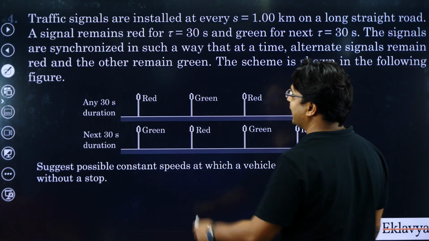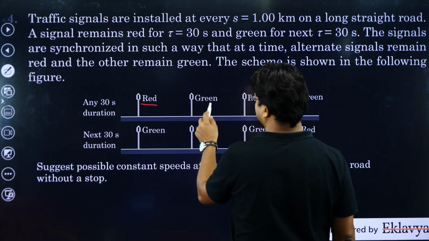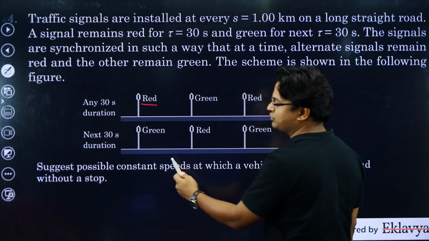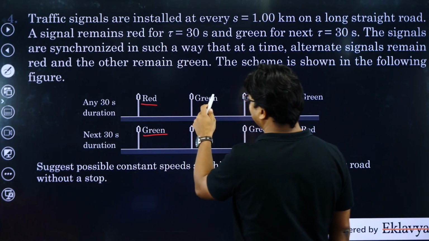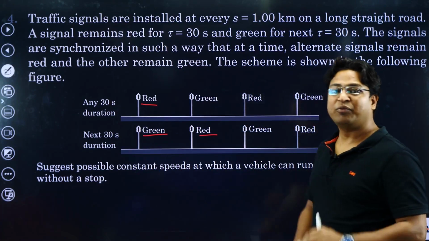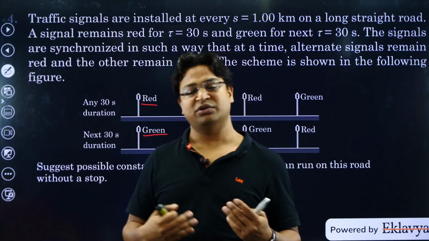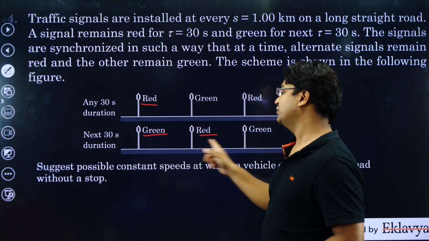So guys, if at any point of time this is red, then this is green, then this is red, this is green, and after 30 seconds exactly the opposite situation will be there. This red will turn into green, this green will turn red. So at whatever time you have seen this situation, if you come back after 30 seconds and look at the signals again, this is what you're going to see.